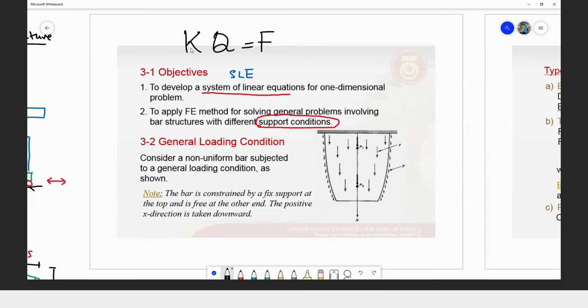So, what is K? K is the matrix that contains information of the structure's material and also the structure's geometry information. It is stored in K. And F is the vector dealing with the external load applied to our structure. And Q is the deformation of our structure that we are going to solve. This is what we want to find, Q.